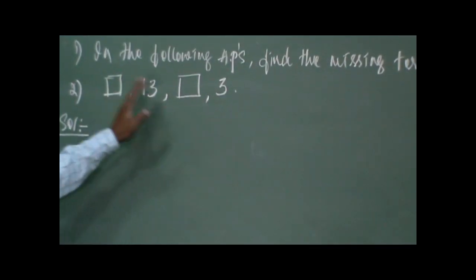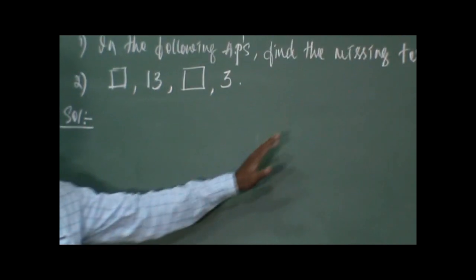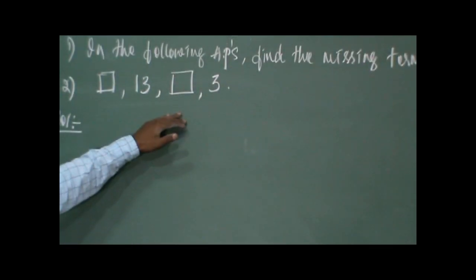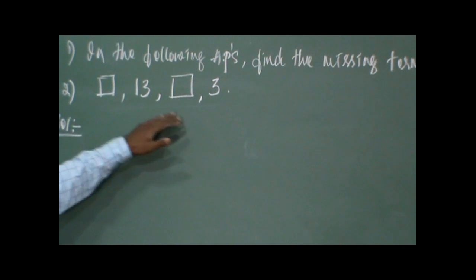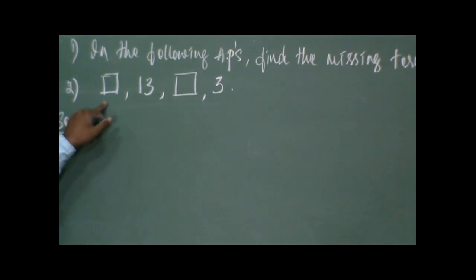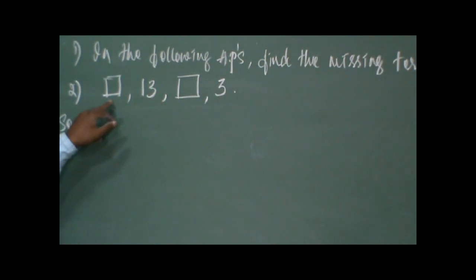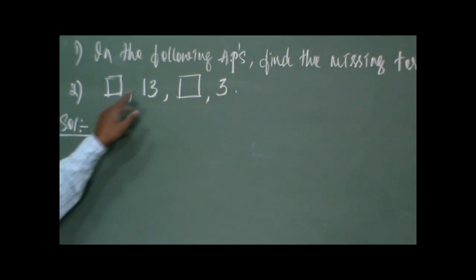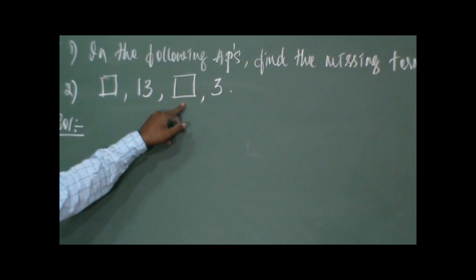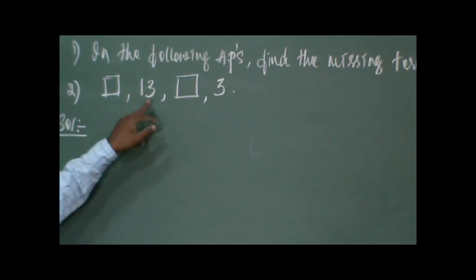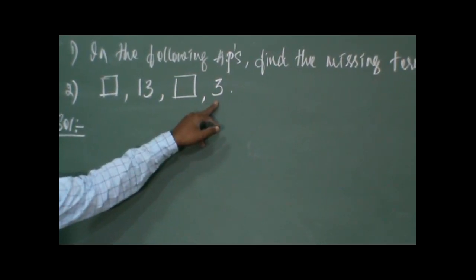Okay, in the following APs, find the missing term. We will go with the second problem. There are two boxes. The box appears in the first place and again in the third place. So the first term is missing and the third term is missing. We have got the second term and fourth term.